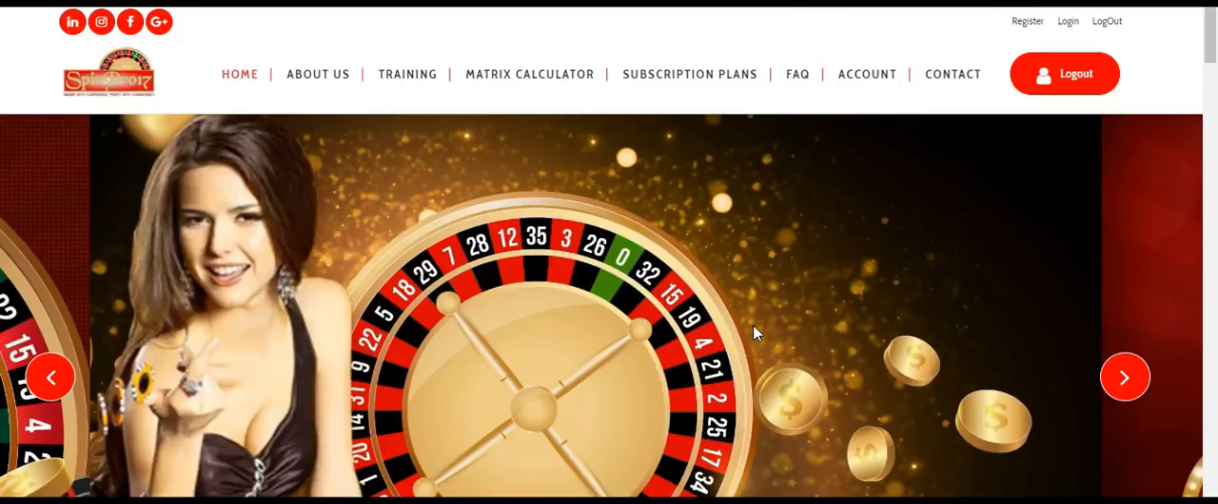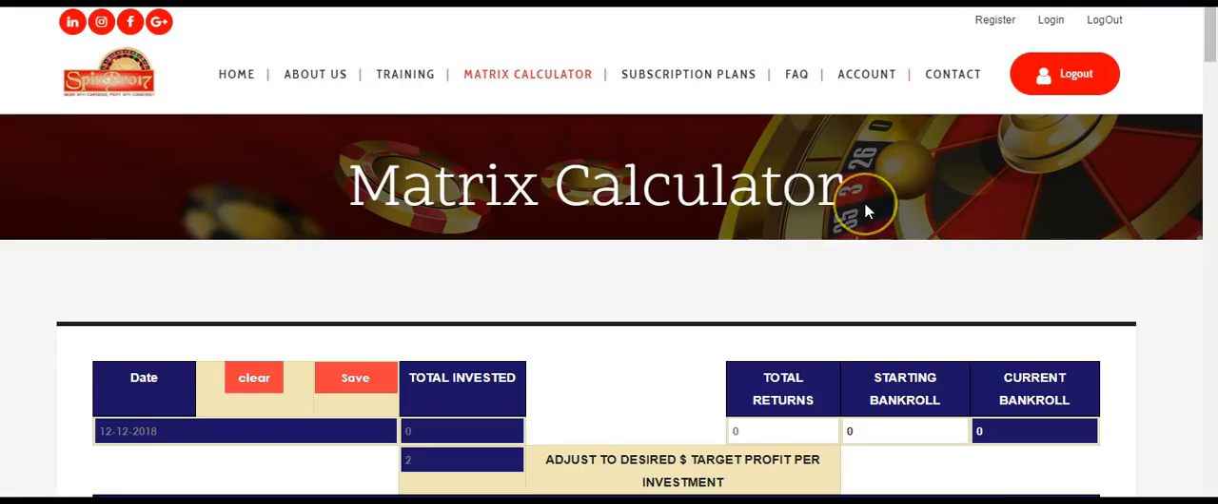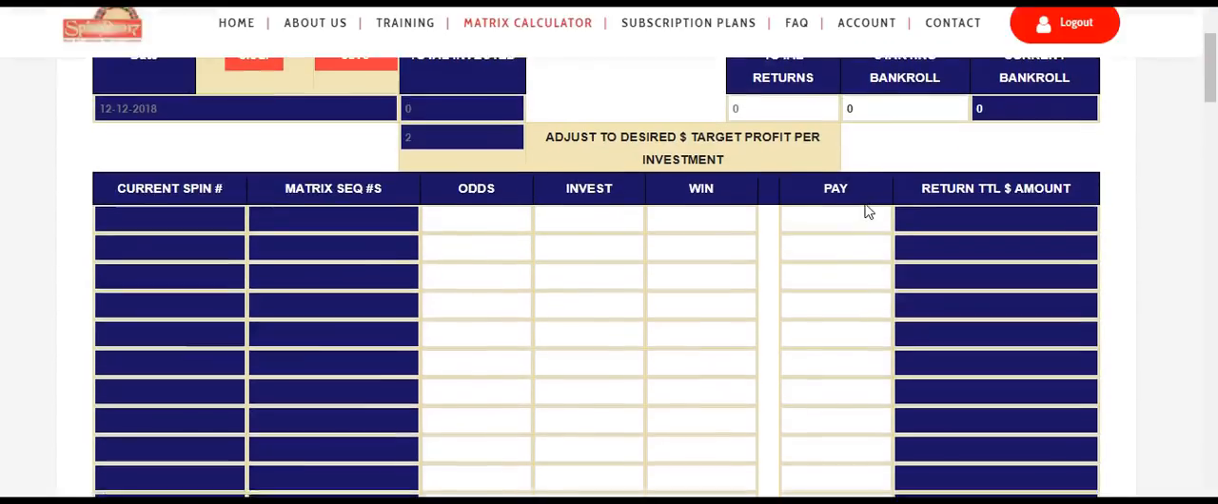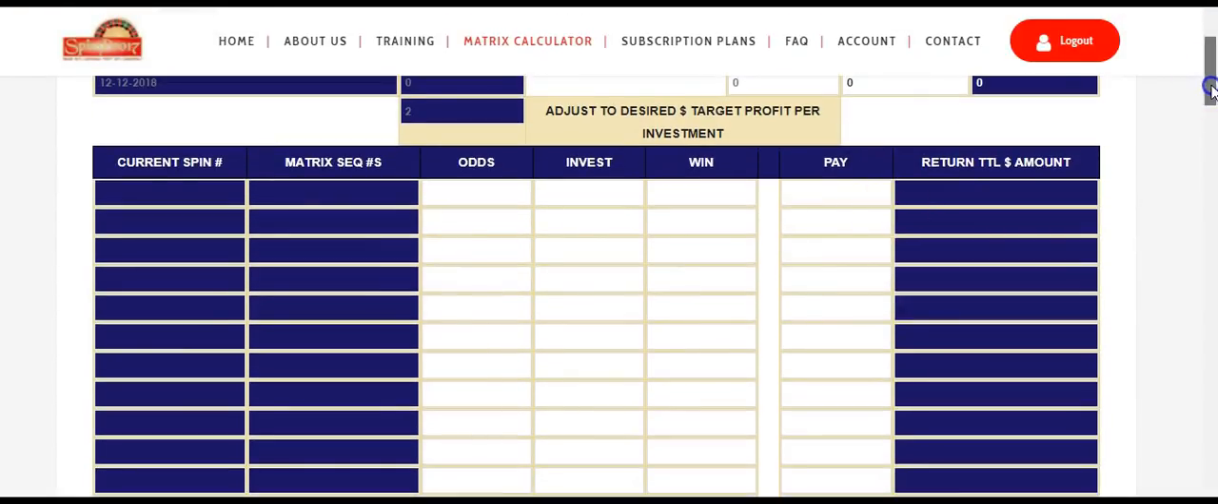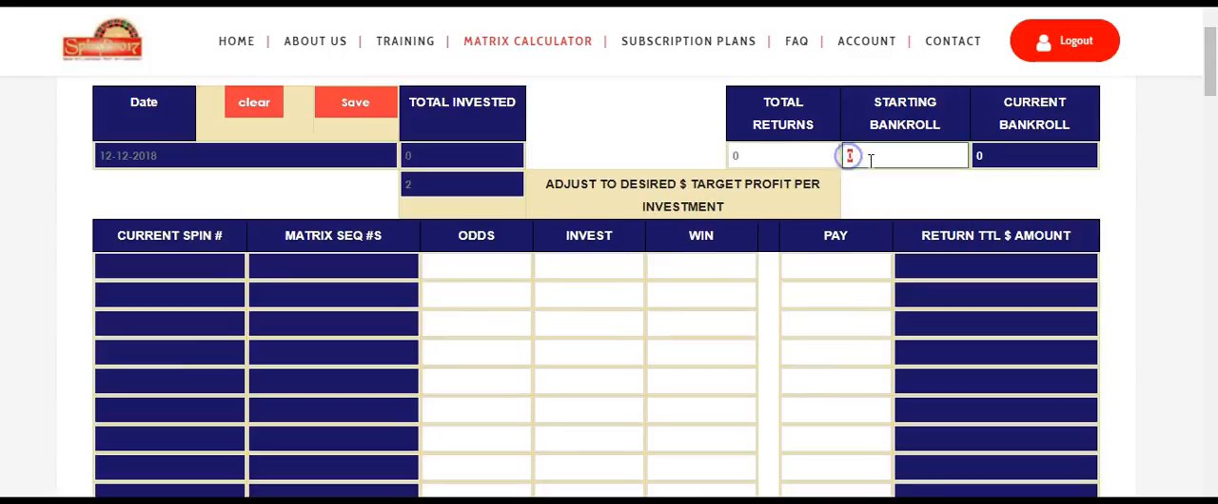The first thing we're going to do is we'll set ourselves up. When you have access to the calculator, you're going to click on the top. It says Matrix Calculator, and you're going to set up there. So now the calculator opens up. Now what you're going to do is you're going to set your bankroll. So I'm going to put 1,000 on here.